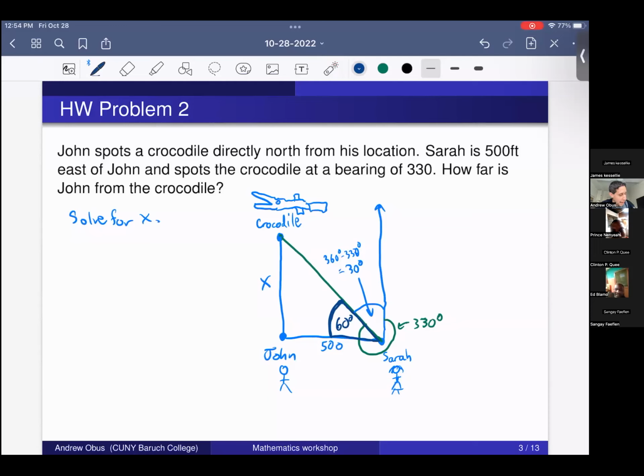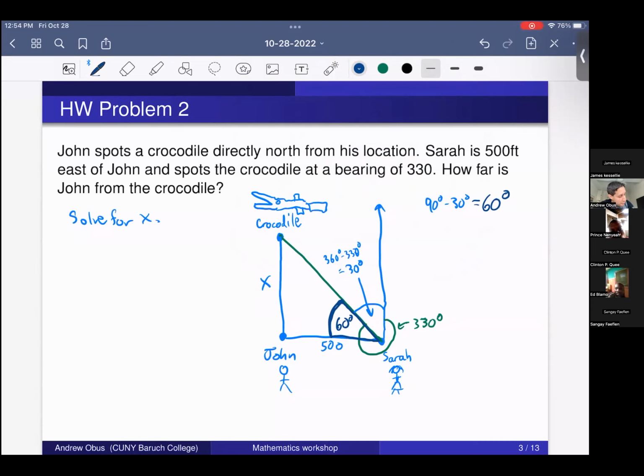Exactly, because let me just do it in the right colors. We have 90 degrees, which is the full right angle here, minus 30 degrees, which is this part over here, gives us what's left. So that's going to be equal to 60 degrees. Okay, so we got 60 over here. And thanks, Rufus, for the answer in the chat.